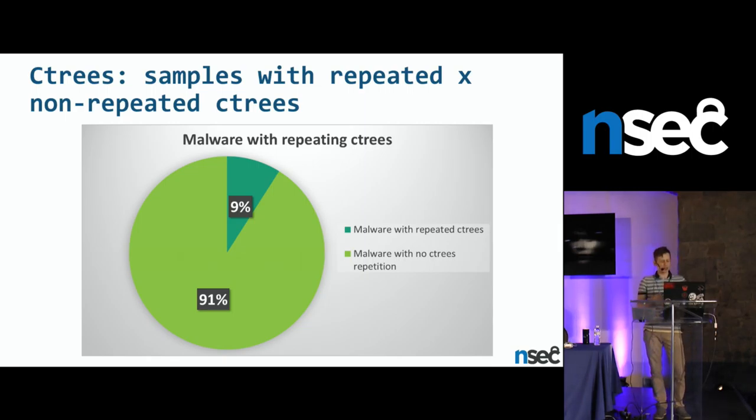However, if we take a look at this approach from the point of view of the samples with repeated and non-repeated ctrees, we can see that 9% of the samples are sharing ctrees between each other, while 91% are not sharing.